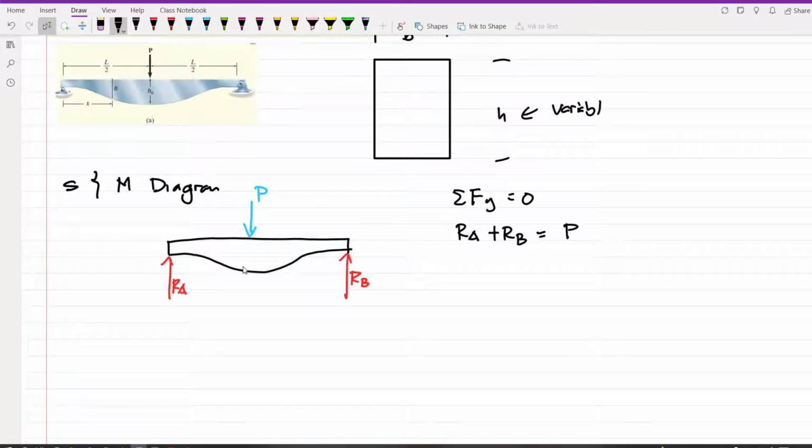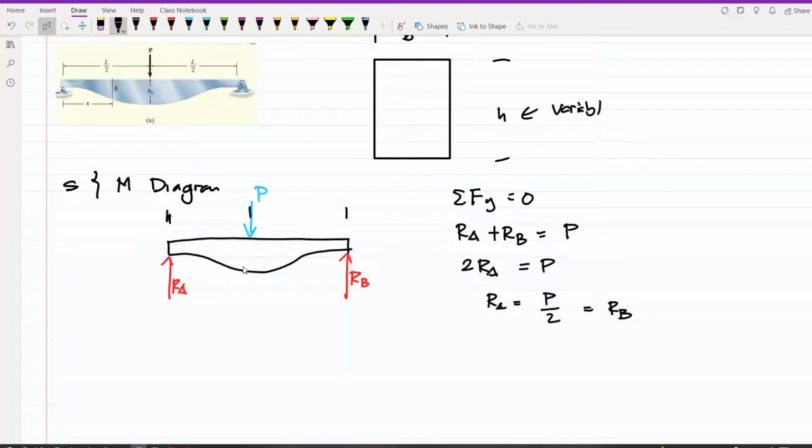So, RA, RB equal to P. Kung wala naman ang iba, tas alam natin ang P ay nasa gitna. Pwede na natin i-assume na same ang RA at RB. Ibig sabihin, 2RA is equal to P. Bale, ang RA is equal to P over 2, pati ang RB.